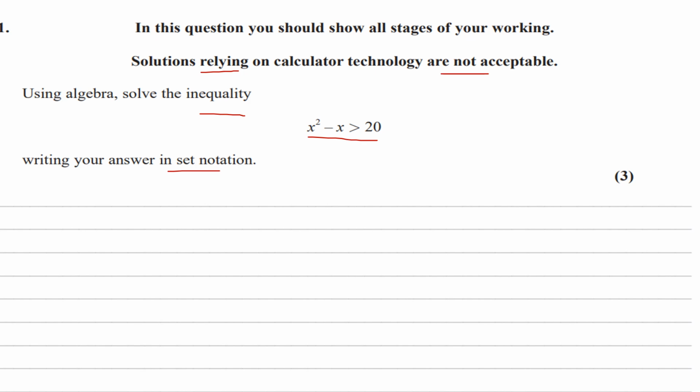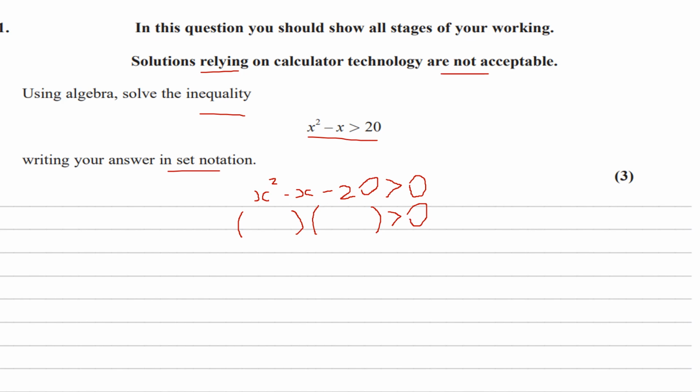So I'm going to subtract the 20 on both sides. So I'm going to have x squared, take away the x, take away the 20. That has to be strictly greater than 0. So this is now my quadratic inequality. I'm now going to factorize this quadratic, and it has to be greater than 0.